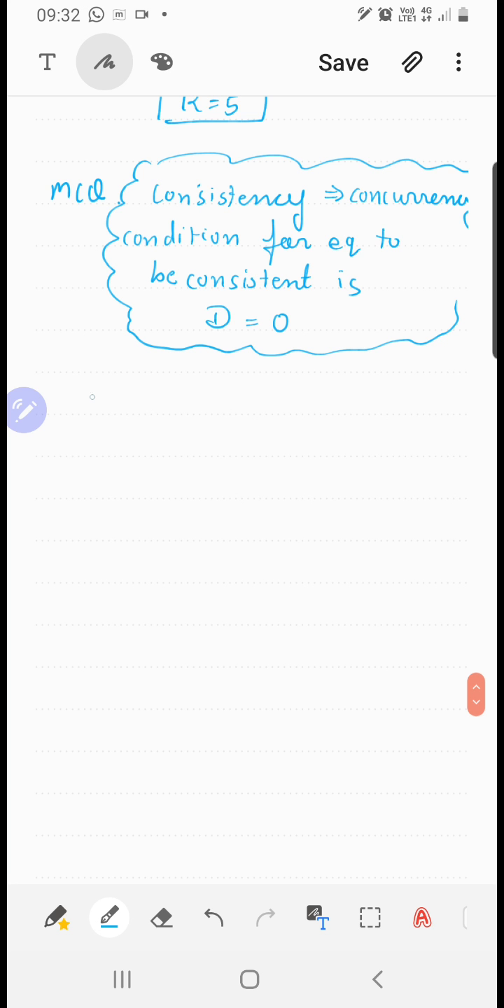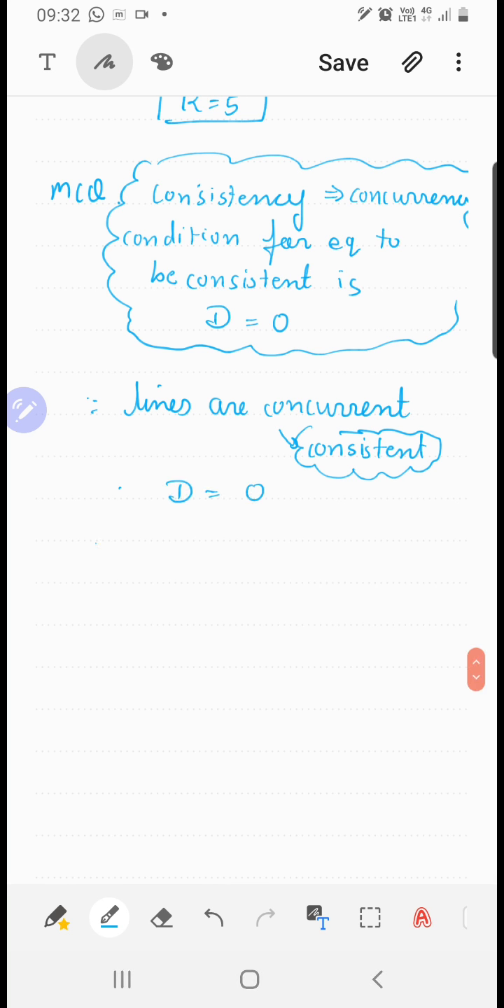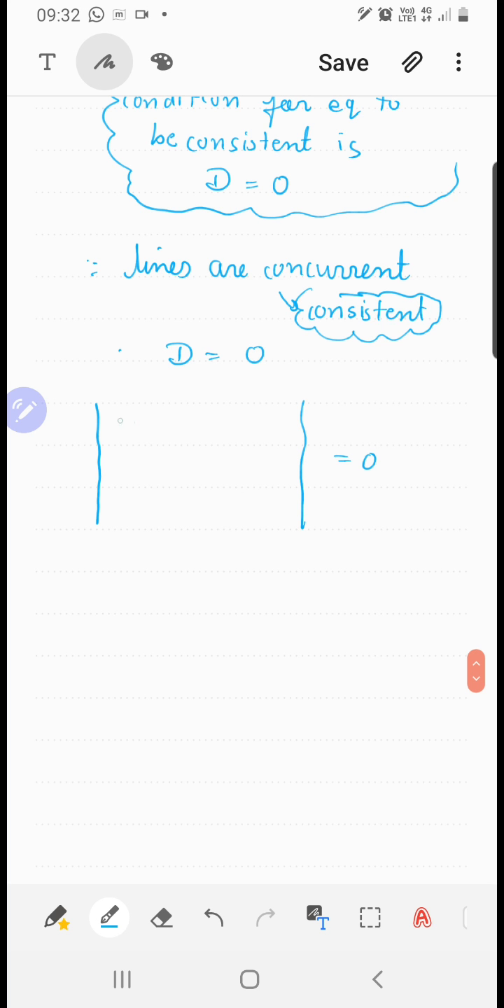So here in this equation I say since the lines are concurrent. When I say concurrent, in my mind consistent. So in my mind, what comes is D equal to 0. What is D? The determinant is equal to 0. Here we enter the coefficients of x, y and the constant term. So what I get is 3, 1, minus 2, which I took from the first equation. k, 2, minus 3 from the second equation. 2, minus 1, minus 3.